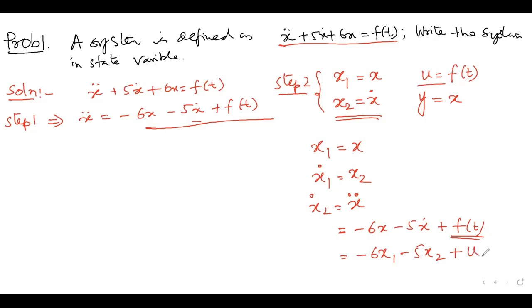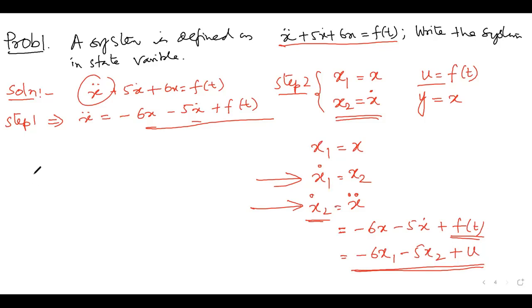Now look, we have a second order equation. Now we are writing the second order equation as two first order equations. This is a first order equation. This is also a first order equation. All elements are first order. Okay, this is step 3. Now write these two equations in matrix form.